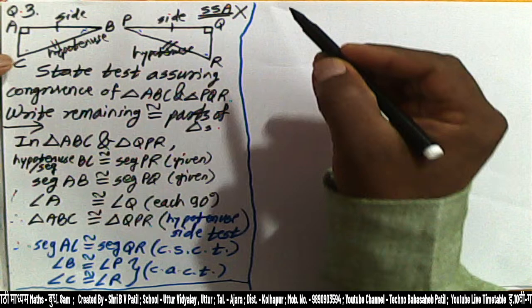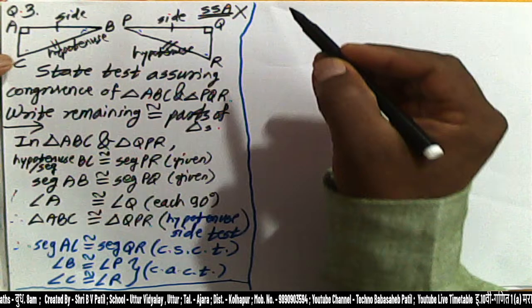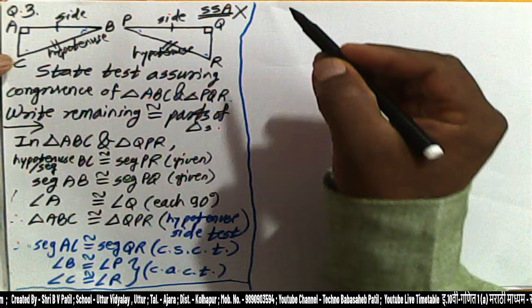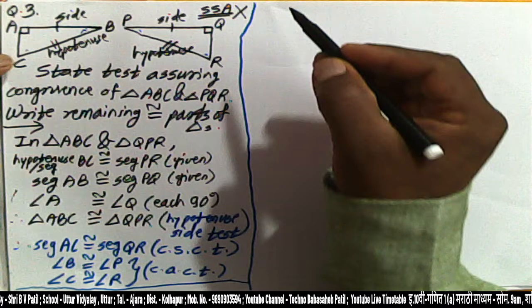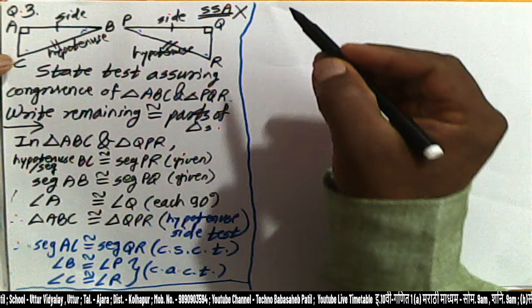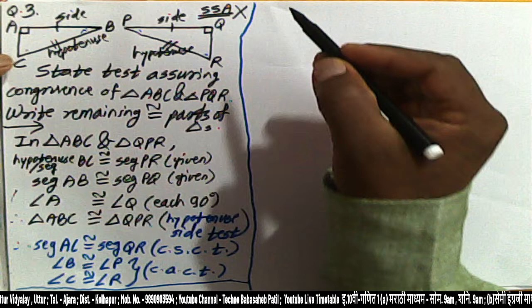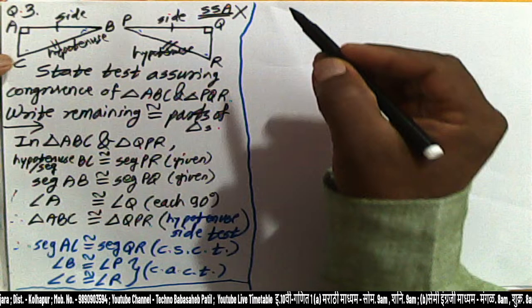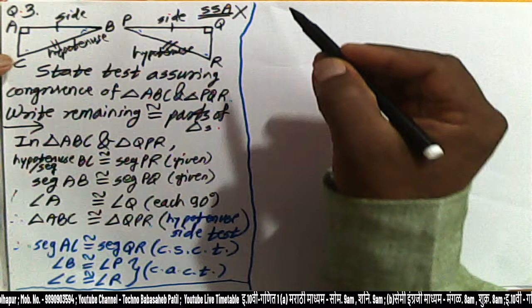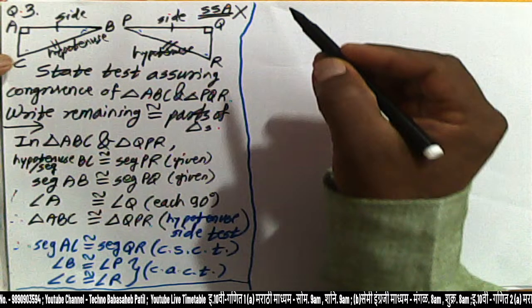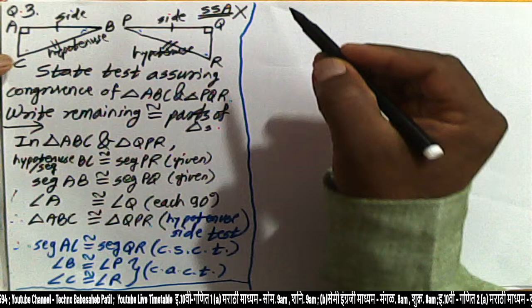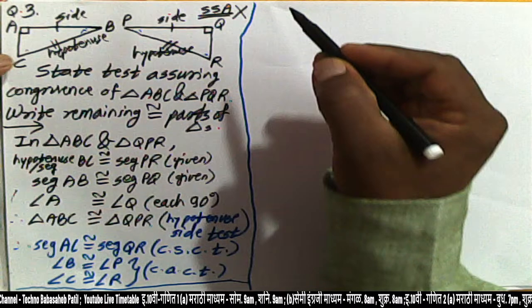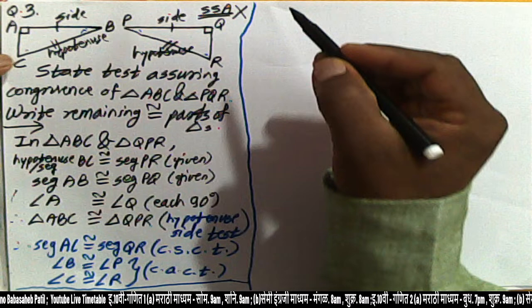Here, first triangle is triangle LMN and another triangle is triangle PNM. Segment LM congruent segment PN.